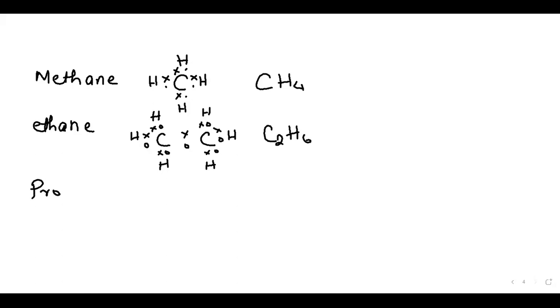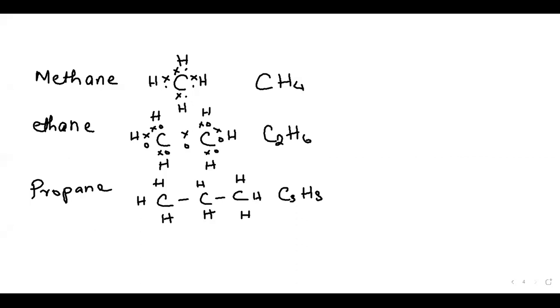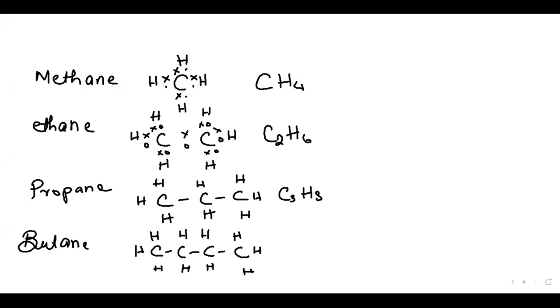Then what if I move on even further? What if I go to propane? You will say, okay, miss, propane is 3 carbons. 1, 2, 3. And then I will add the hydrogen. C3H8. Similarly, let's go to butane. 1, 2, 3, 4. And then the hydrogens. C4H10, right? Yes.